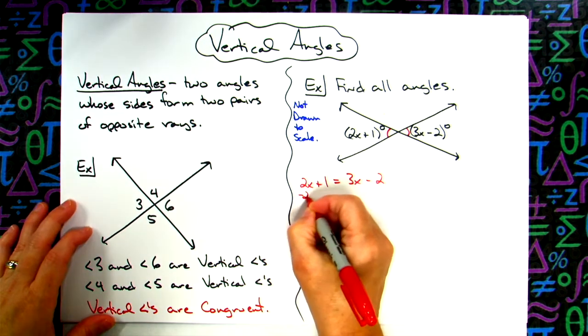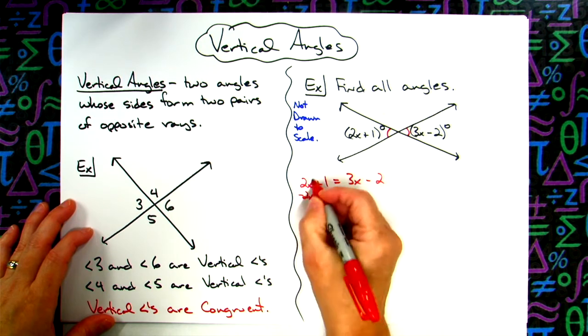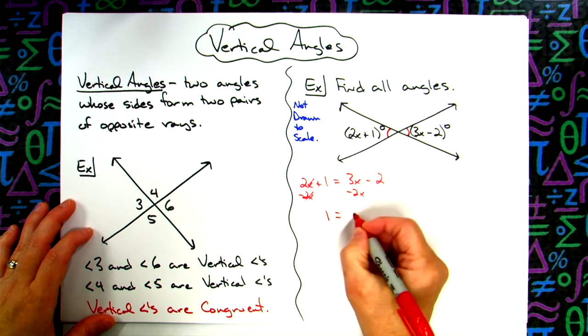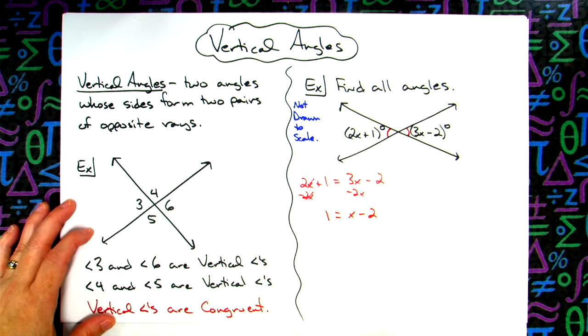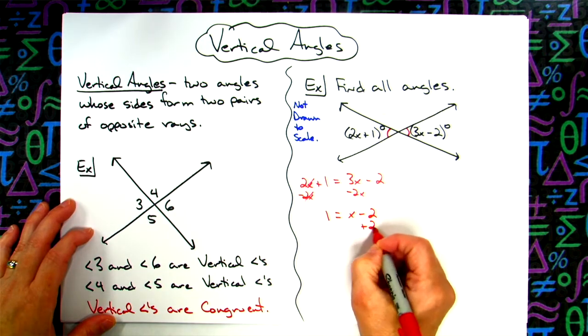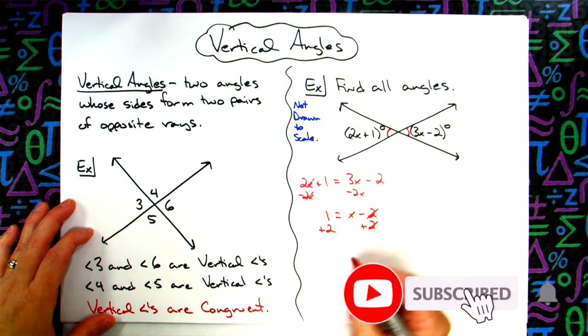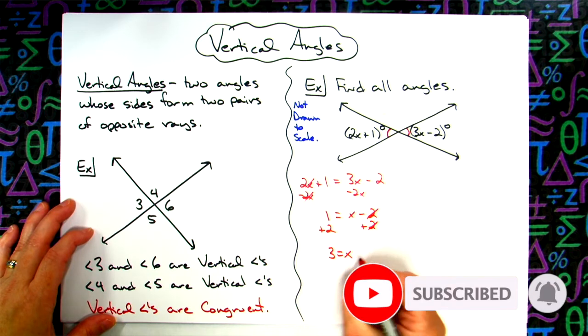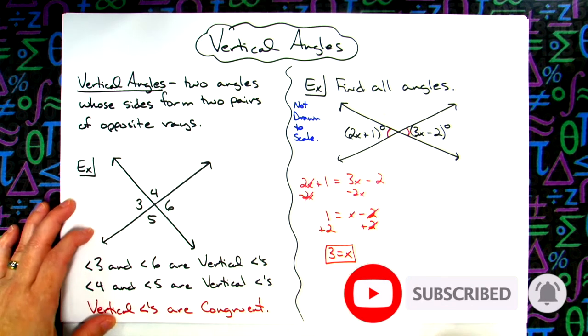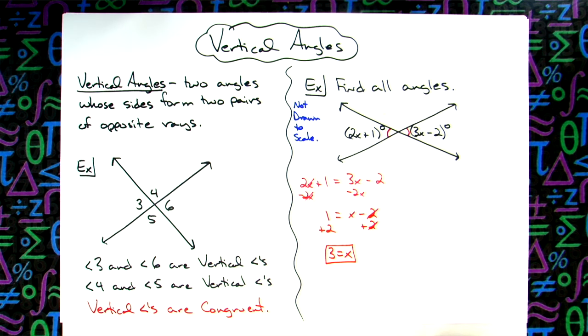So we'll subtract 2x from both sides of the equation. That'll give me a 1 equal to an x minus 2. We'll go ahead and add 2 to both sides. So we'll add 2 here, we'll add 2 here. That's going to give me x equals 3. Now that's not an answer to the question, that's just what our value of x is.